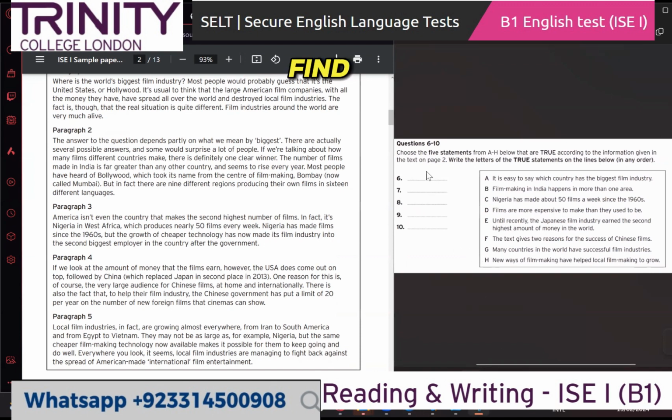Now find the statements and write me the answers secretly in the WhatsApp. You can write the answers, but 5. You just need to get 3 marks correct. Even if you get 3, that's enough.